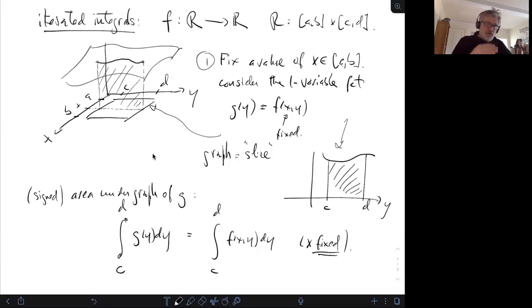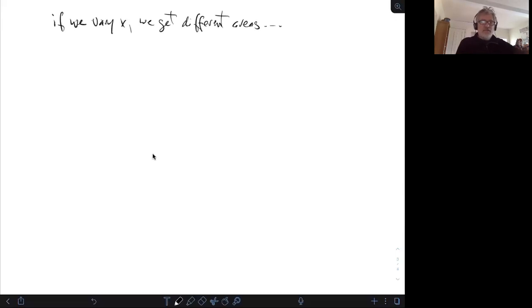Okay, so if I do this for this x, I'm going to get a value. And obviously, if I change the value of x, the graph of f is not necessarily flat. So as I change the value of x, I'm going to get different values, different areas. So that's where I want to go. If we vary x, we possibly get different areas, right? So we're going to get different slices.